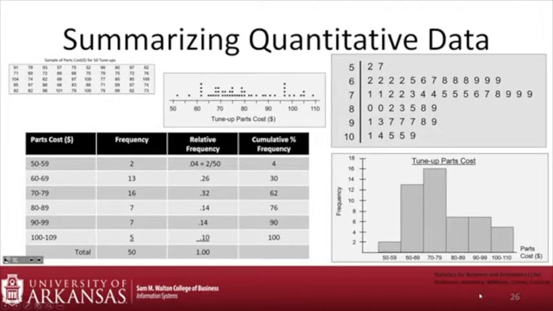So here I have a sample of 50 tune-ups. Took my car to the shop. Counted the cost of the parts for my tune-up. Okay. Same kind of idea. Frequency, relative frequency. My far column here now is a cumulative frequency. Why might a cumulative frequency be helpful?